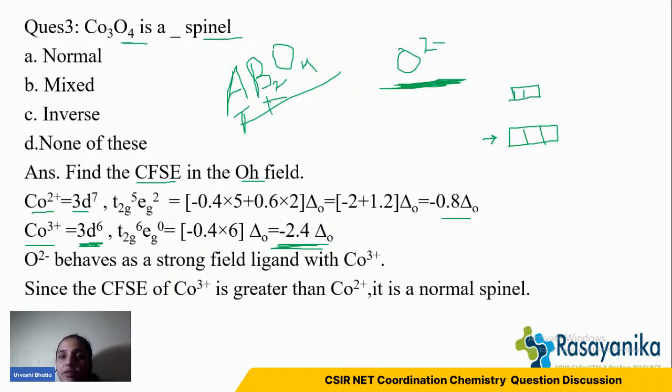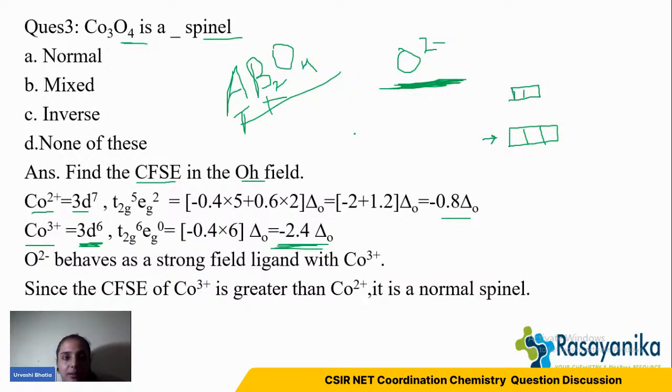Okay, and if the CFSE of B, which is cobalt 3 plus, is greater than A, which is cobalt 2 plus, then we get a normal spinel. Okay, so since the CFSE of cobalt 3 plus is greater than cobalt 2 plus, it is a normal spinel. So this is a normal spinel. And for the inverse spinel, the CFSE of this A2 plus becomes greater than the B3 plus. Okay.